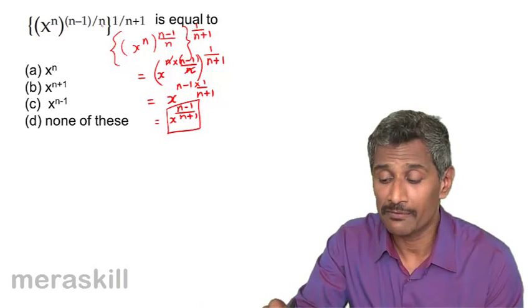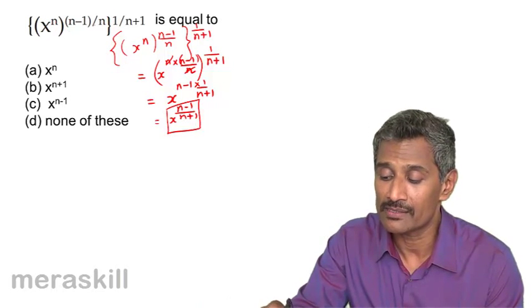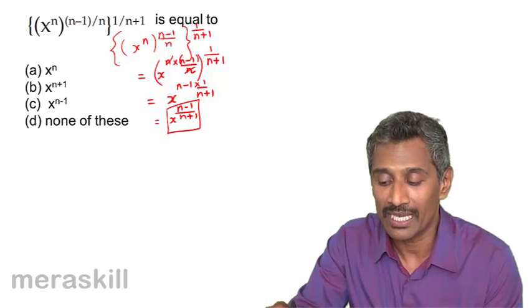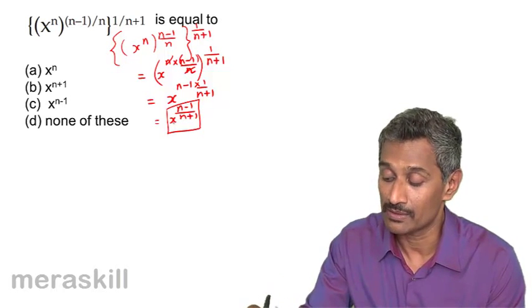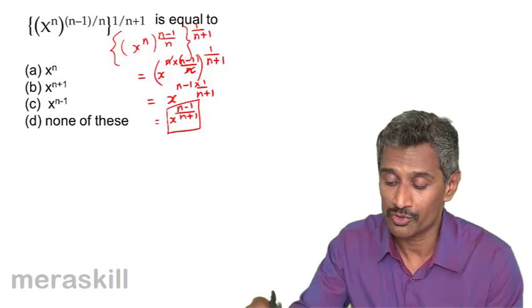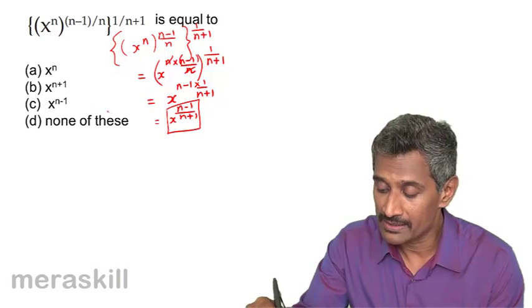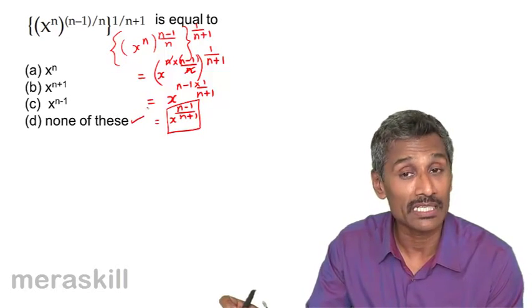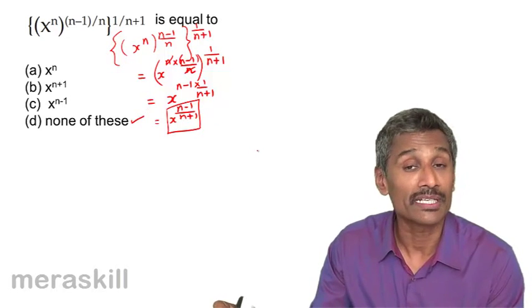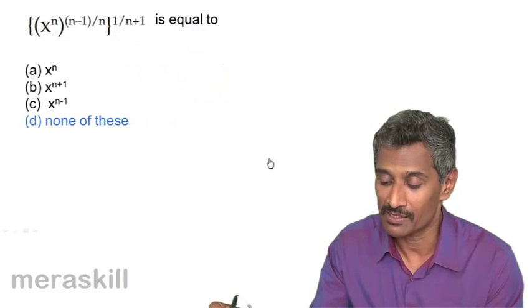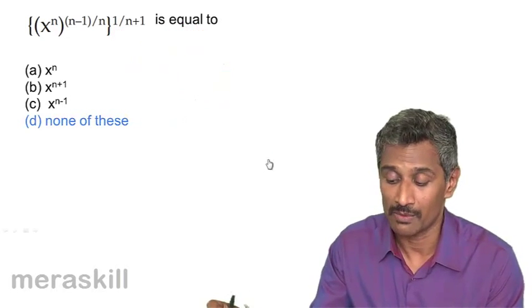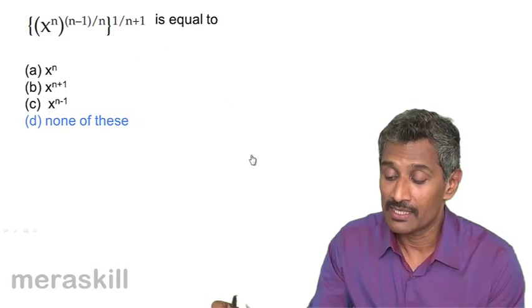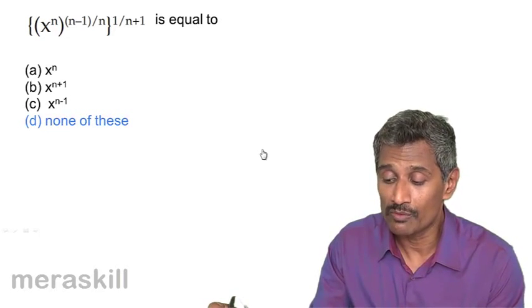You can even verify it orally, just multiply all these, the n and n get cancelled, so you're left with only n minus 1 upon n plus 1. So this should be the right option. But among these, sadly, we don't have this option, so the answer is going to be none of these, because it's going to be x raised to n minus 1 upon n plus 1. And yes, it's none among these. Right. So from here, we move over to the next.